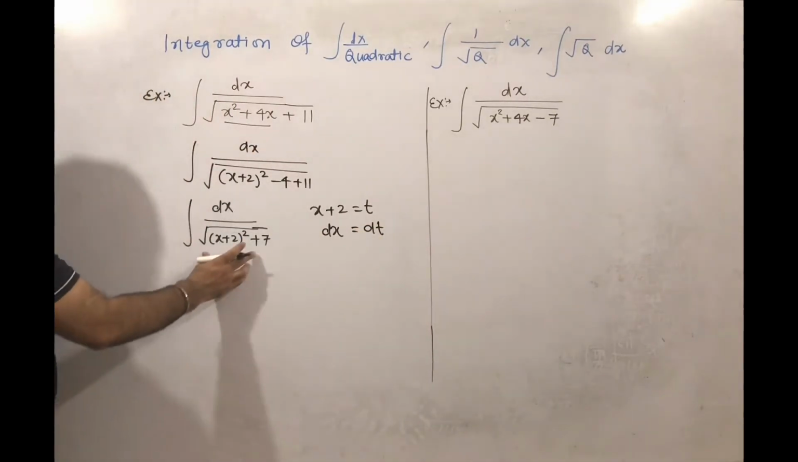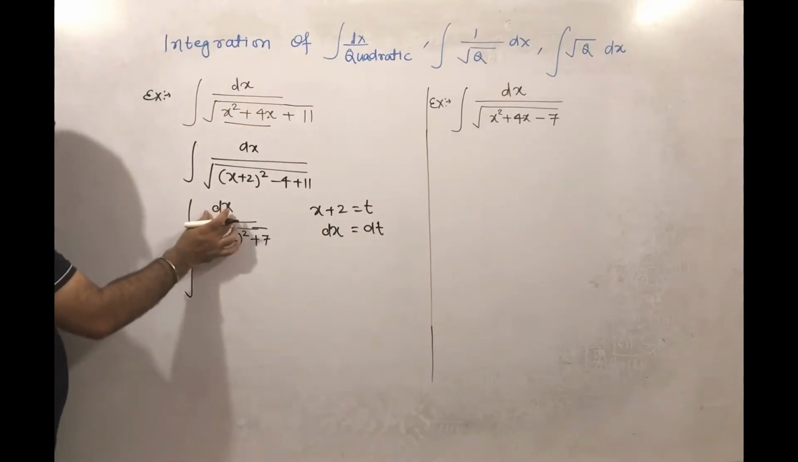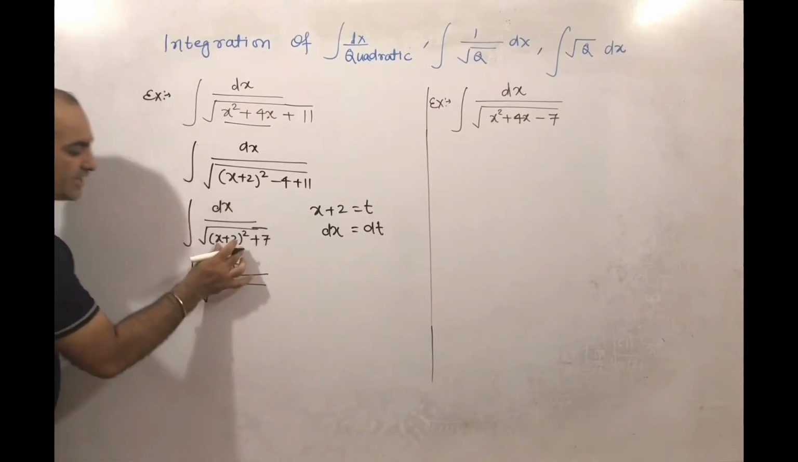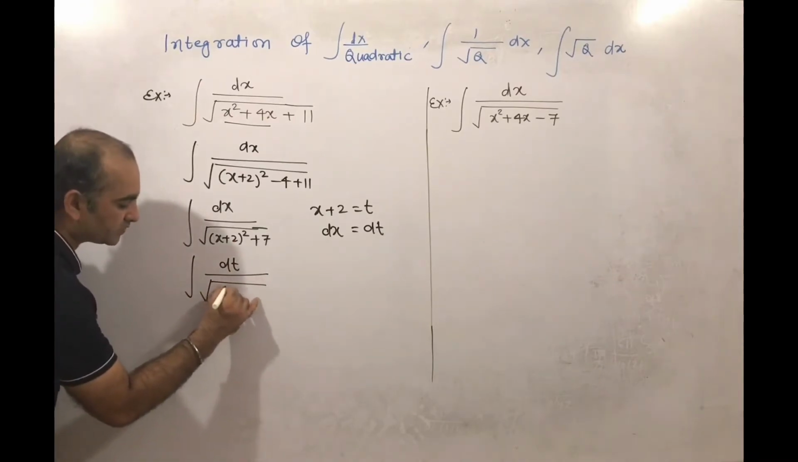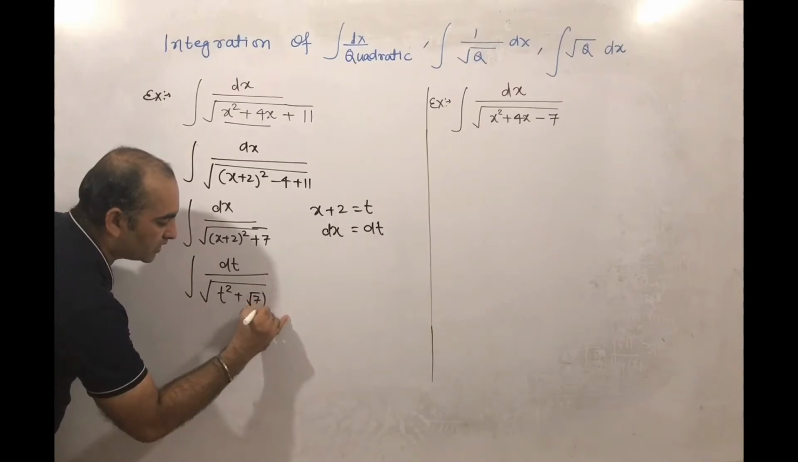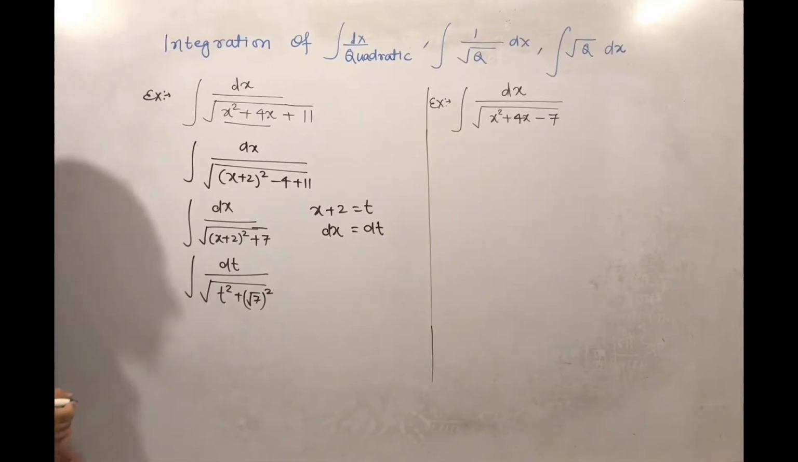So this will come what? Root over, instead of dx we can write dt divided by root over, instead of x plus 2 what you can write? T. So what will come? T square plus 7 we can write what? Root 7 whole square. Now here we will apply the formula.